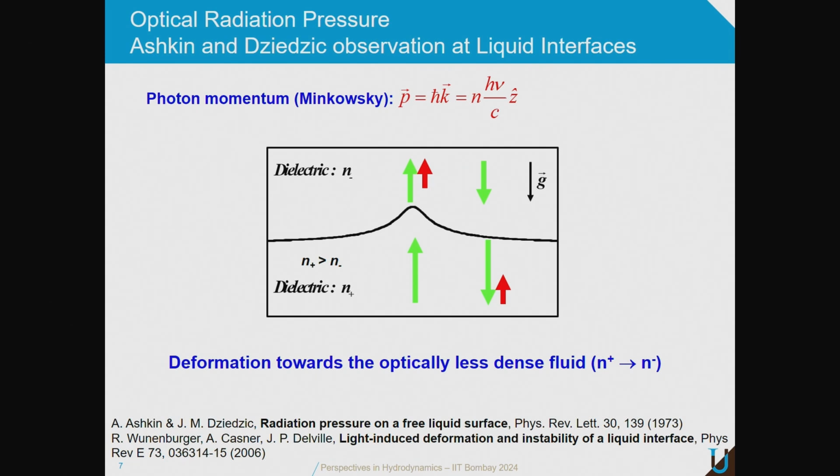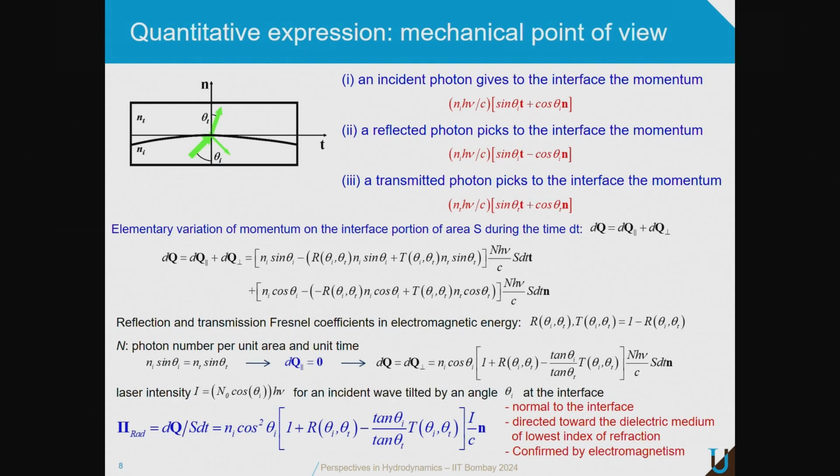And in order to see these kinds of things, I can go very fast, because I don't have that much time. You can have a mechanical point of view, which is very easy. So you count the incident photons which are given to the interface. You remove the photons which are reflected and which are transmitted, and you can calculate the variation of momentum. And from this variation of momentum, you see that you have no tangential effect. Radiation pressure is a normal stress, strictly a normal stress.